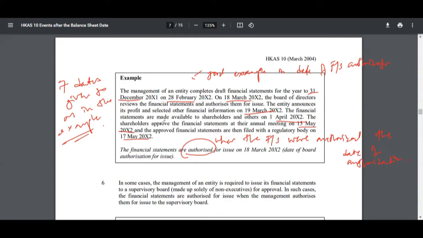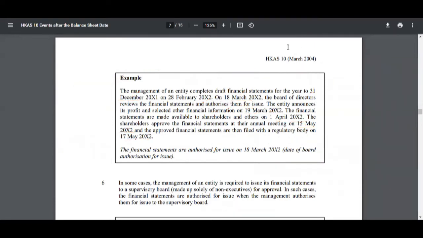The date of authorization. So if we read through this example, it tells you the company has a year end of 31st December. So year end is 31st December 2001, and on 28th February the financial statements were completed. So completion happened on 28th Feb 2002. Then on 18th March 2002, the board of directors reviews the financial statements and authorizes them for issue. So the date of authorization in this case is basically 18th March 2002. The rest of the dates, you should read them, but because I want to keep this video short, I'm going to ignore them. Those dates are anyway irrelevant because the question has been answered. The question was about the date of authorization of financial statements, and you've already found that, which was 18th March 2002, right? So this example was very good.